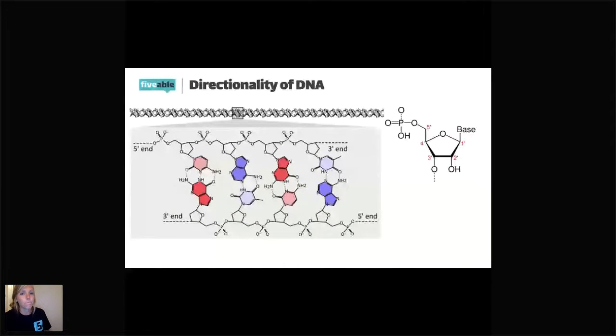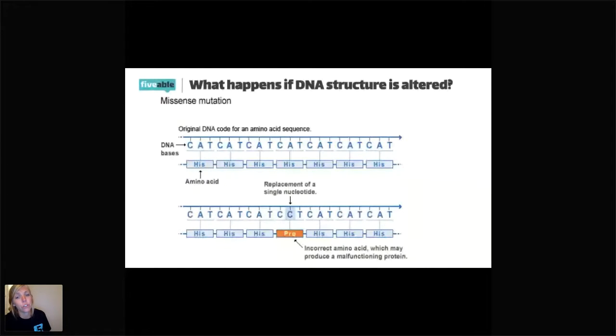All right. Now, what happens if structure is altered? If DNA is altered, it's usually altered not within the phosphate sugar backbone because, like we talked about, it's really, really strong. It's not actually being copied. It's not being read. It's the nitrogenous base that is the information for everything in your whole body, right? Your DNA is the information, okay?